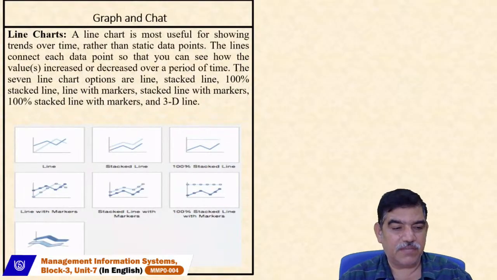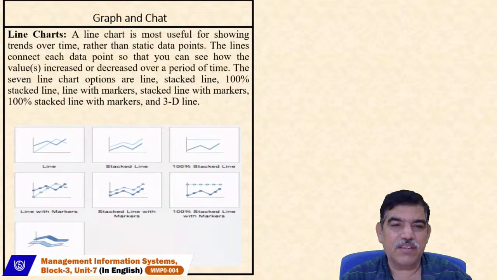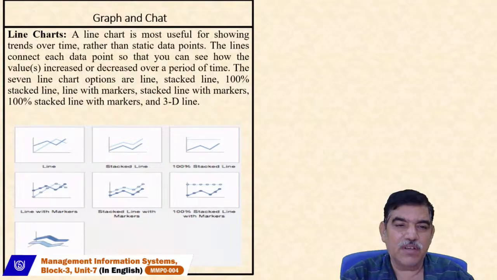Then graph and chart: line charts. A line chart is most useful for showing trends over time rather than static data points. The lines connect each data point so that you can see how the values increase or decrease over a period of time. The 7 line chart options are line, stacked line, 100% stacked line, line with markers, stacked line with markers, 100% stacked line with markers, or 3D line, like that. These are mentioned in the figure.